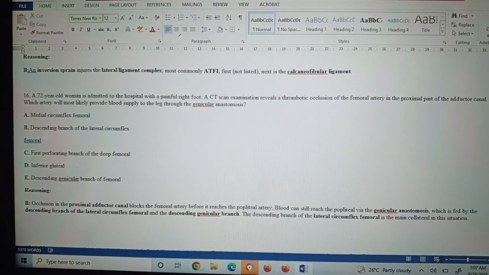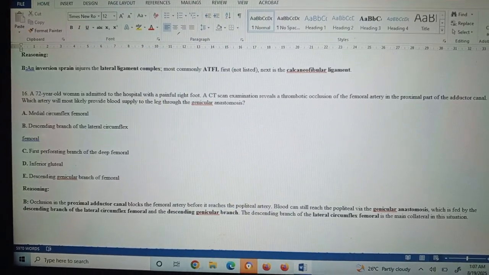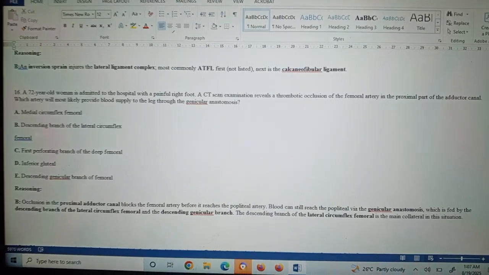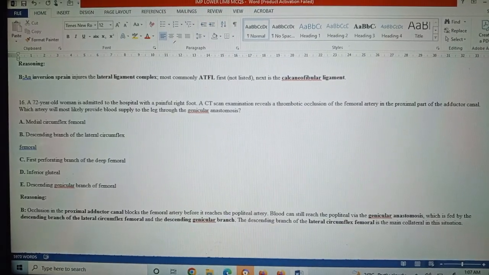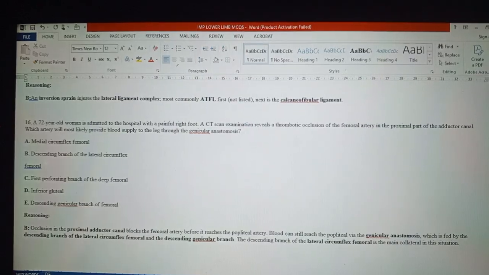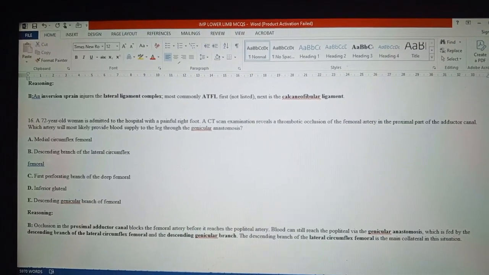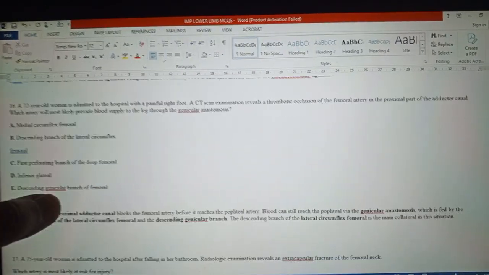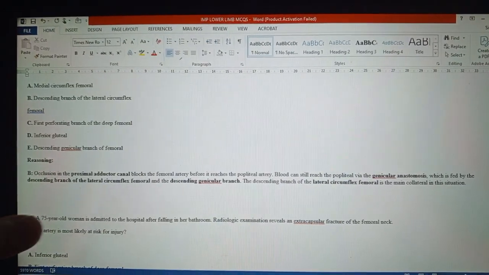B is the descending branch of the lateral circumflex femoral. Occlusion in the proximal adductor canal blocks the femoral artery before it reaches the popliteal artery. So blood can still reach the popliteal artery by the genicular anastomosis, which is fed by the descending branch of the lateral circumflex femoral and the descending genicular branch. The descending branch of the lateral circumflex femoral is the main collateral in this situation.